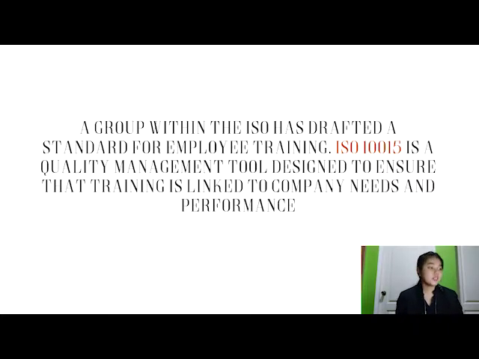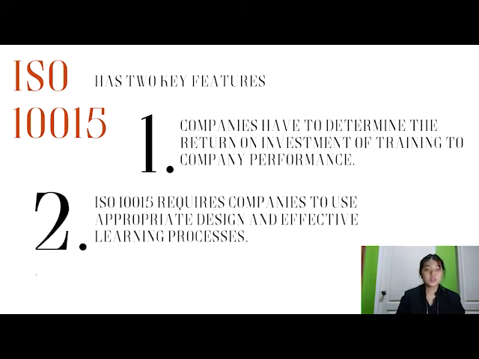A group within the ISO has drafted a standard for employee training. ISO 10015 is a quality management tool designed to ensure that training is linked to company needs and performance. ISO 10015 has two key features. One is companies have to determine the return on investment of training to company performance. Second, ISO 10015 requires companies to use appropriate design and effective learning processes. The ISO 10015 defines training design as analyzing, planning, doing, and evaluating.